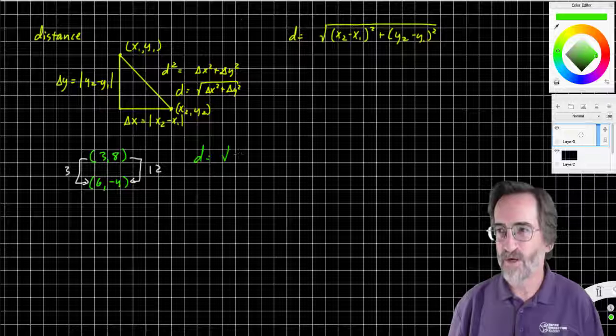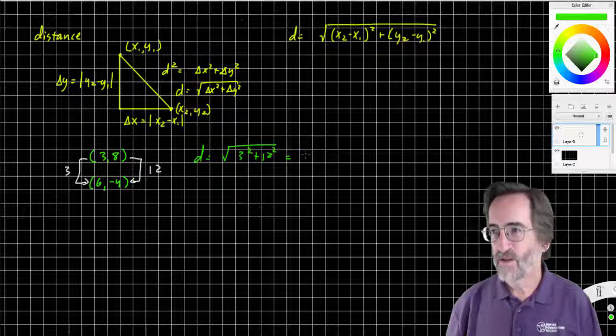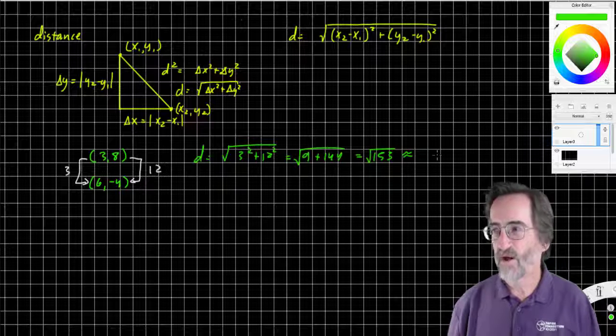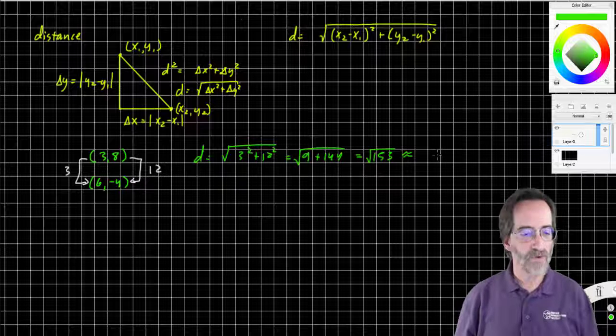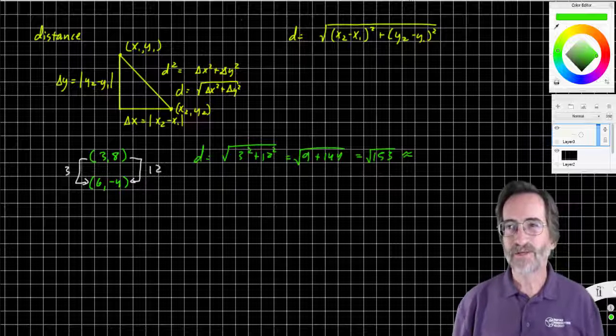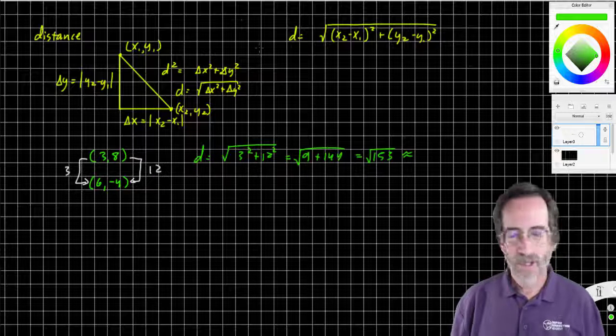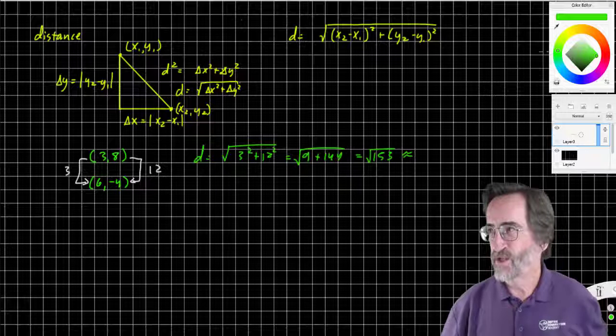the square root of 3 squared plus 12 squared. And so 3 squared is 9, 12 squared is 144, 9 plus 144 is 153, and we can use a calculator to come up with the approximation for that. All right? So that's distance. And then the other formula you need to use is midpoint. I'm going to go ahead and put this on the same page here.